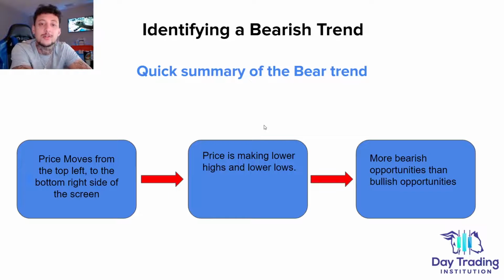So the concept is very similar. It's almost the same. It's literally just the opposite. So in simplest terms possible, in a bearish trend, price is moving from the top left hand side of your screen, where my camera is, to the bottom right hand side of the screen, where the day trading institution logo is. Now, in more trading terms, price is simply making lower highs and lower lows. And all this simply means is that there's going to be more opportunities to go short than there is to buy, which you should only look to sell the market when price is in a bearish trend, meaning it is making lower lows and lower highs.